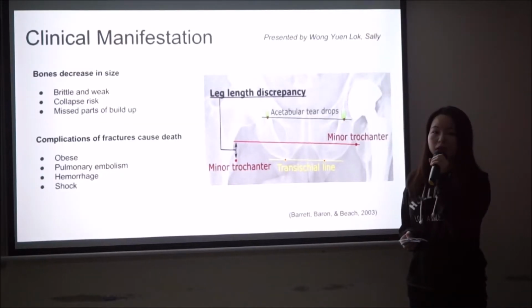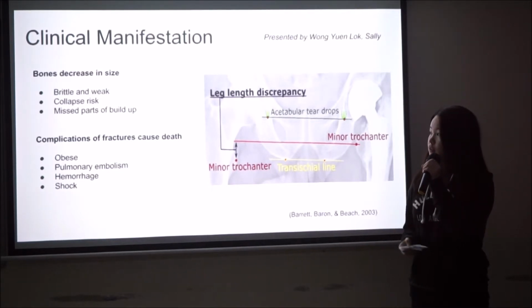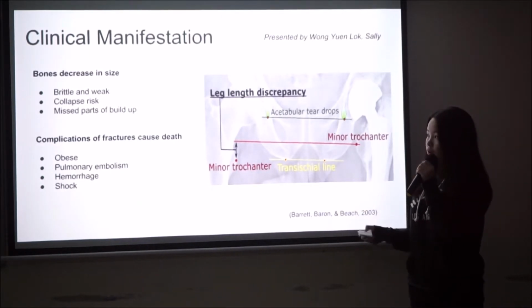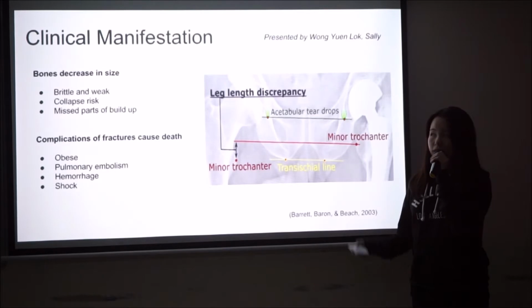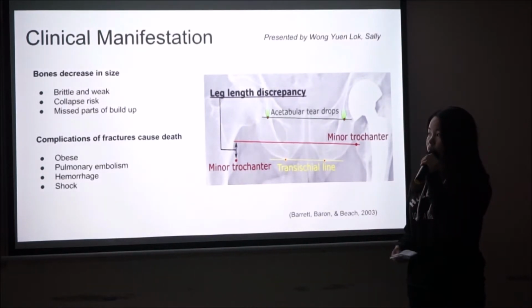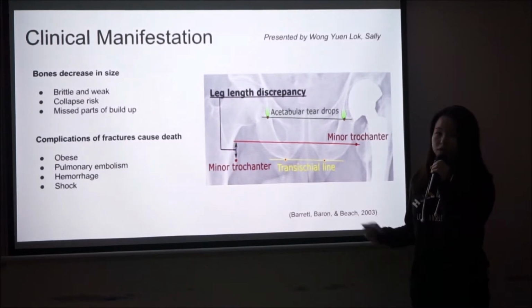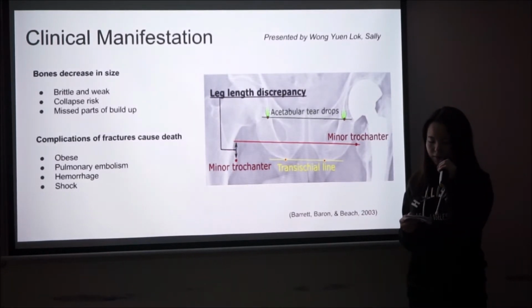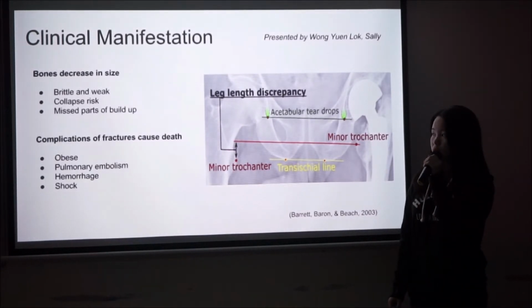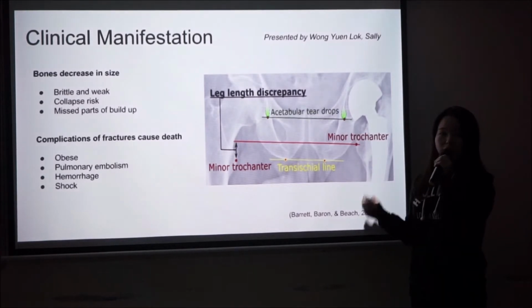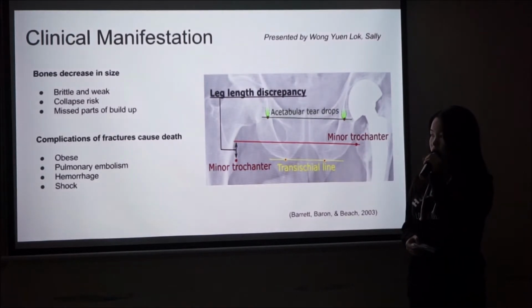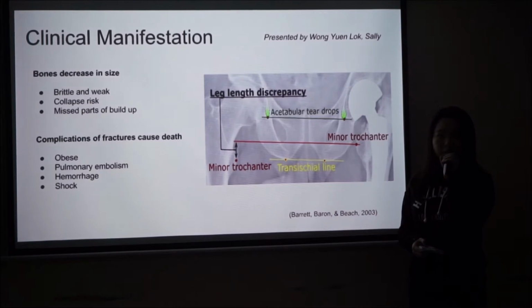Thirdly, low bone formation will cause bone to decrease in size, and menopause is a stage that slows down the process of calcification. The bone becomes brittle and not hard anymore. Besides, missing parts when building up bone is common, so bone cannot fully develop. Lastly, there are complications of fractures, which can cause death.